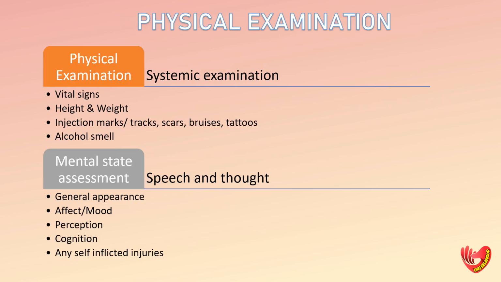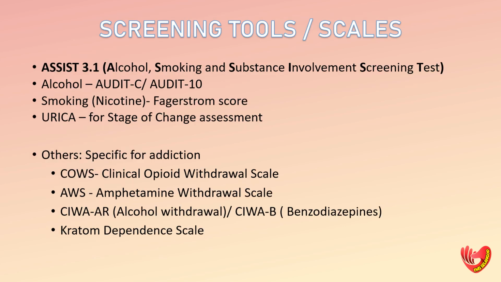Physical examinations, as stated, should include vital signs, height and weight, a full body review of any track or injection marks, bruises or tattoos, and any lingering smell of alcohol. A mental state assessment would review general appearance, mood, and affect, as well as cognitive function of the patient. There are many screening tools available for addiction, depending on the type of substance. For primary assessment, the widely accepted screening tool is ASSIST, short for Alcohol, Smoking, and Substance Involvement Screening Test. Otherwise, for alcohol, smoking, and specific addiction, you can always use these listed below.